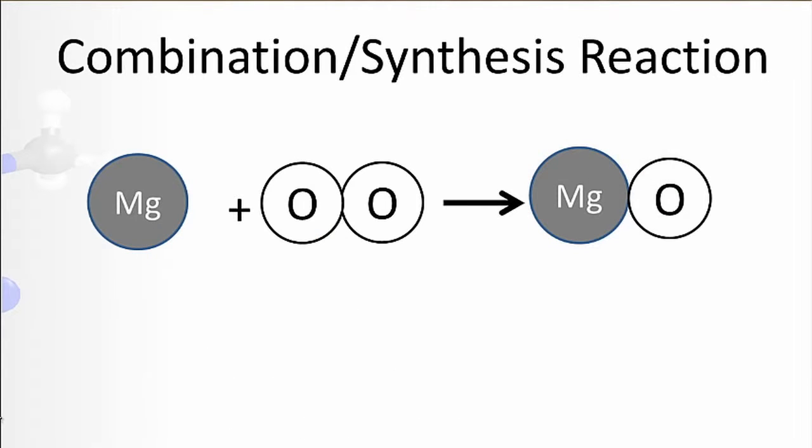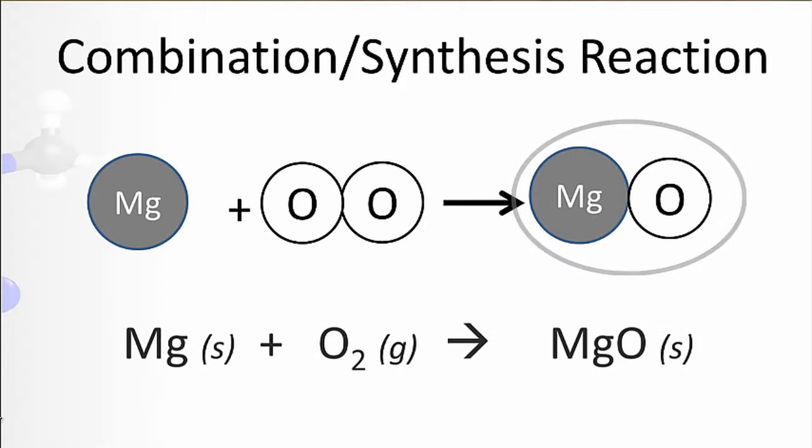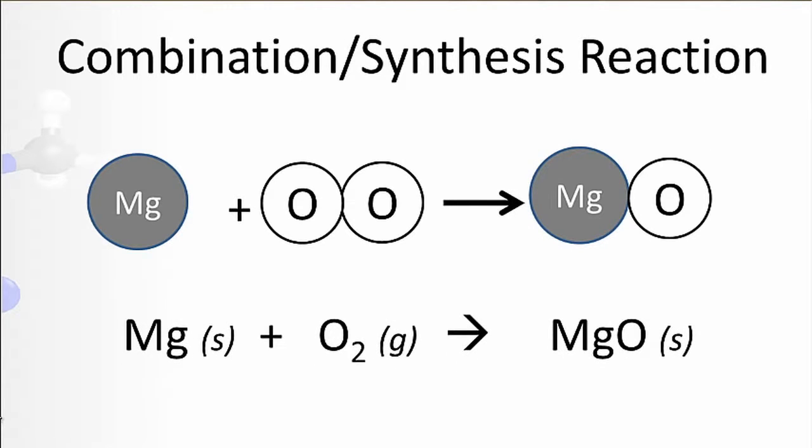So if we had magnesium metal plus oxygen gas, those would combine to form magnesium oxide. That's your combination or synthesis reaction. And we could write it out like this. Again, don't worry too much about the S for solid or the G for gas. You can see the two substances forming one. And again, we balance this just to make sure that we obeyed the law of conservation of mass.